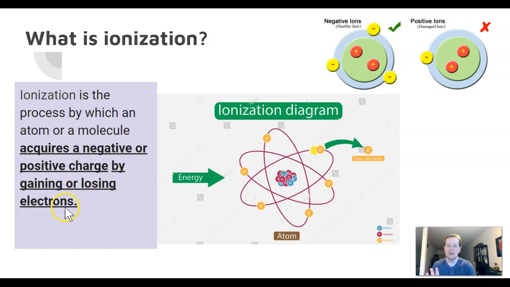But we're really focusing on this latter, losing electrons. Something is making this electron fly out. Here's a pretty decent image just to get us started. It looks like we have energy coming in. Here's our atom, and an electron, which is in this orbit, it goes flying out.